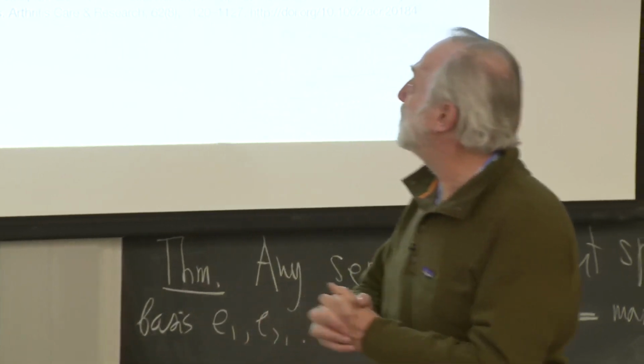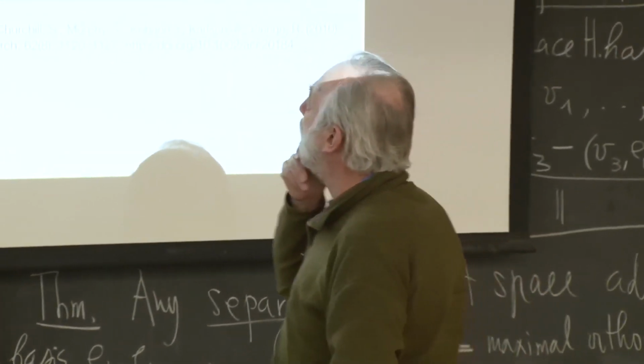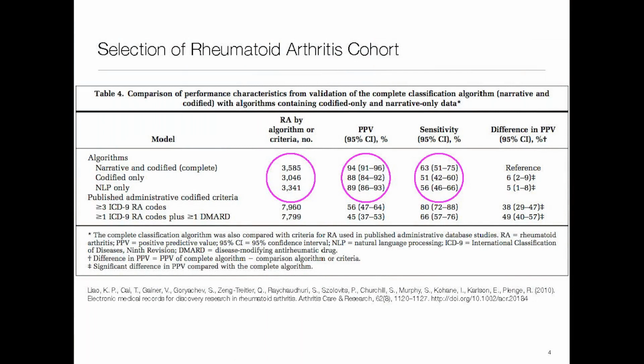So what we did is to say, well, if you train a data set that tries to tell you whether somebody really has rheumatoid arthritis or not based on just codified data. So codified data is things like lab values and prescriptions and demographics and stuff that is in tabular form. Then we were getting a positive predictive value of about 88%.